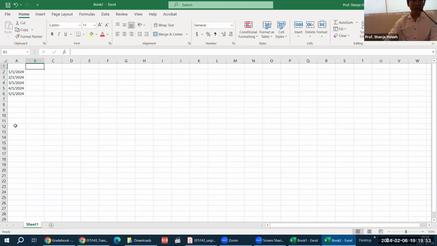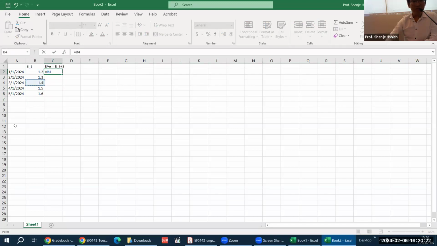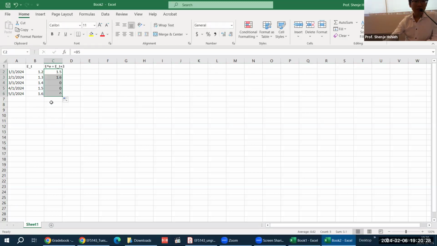So this is the spot rate, that's E_T. And to proxy for future E, I'm going to use E hat E equal to E_{T+3}. So if E is 1.2, 1.3, 1.4, 1.5, 1.6, then I'm simply saying that this number is 1 month, 2 months, 3 months ahead. So it's as if I have perfect foresight. Of course, I have to fill in the future.